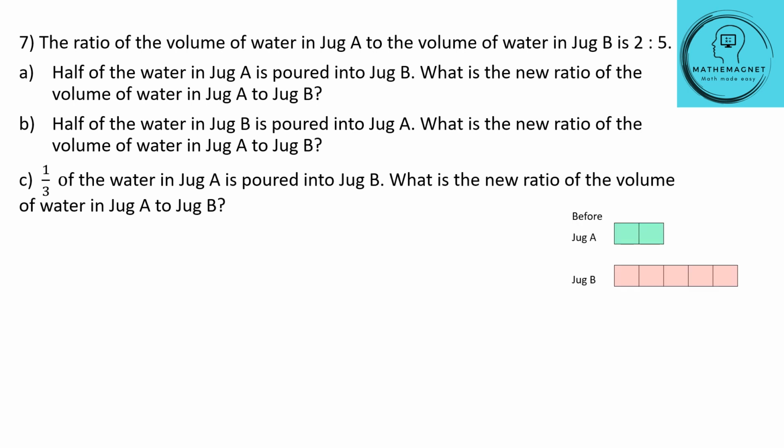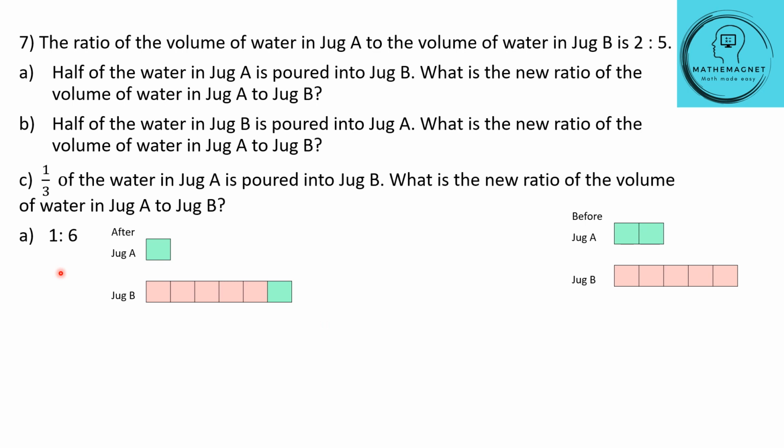So the bar model will be such that jug A has 2 units and jug B has 5 units. This is as per the ratio given in the question, where they've mentioned jug A to jug B is 2:5. So jug A will have 2 units and jug B will have 5 units. Now question A says half of the water of jug A is poured into jug B, which means out of 2 units, 1 unit comes to jug B.